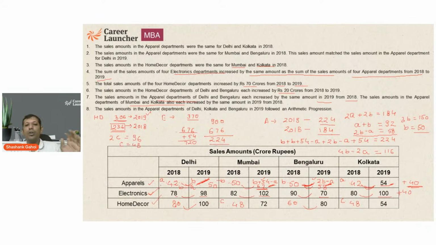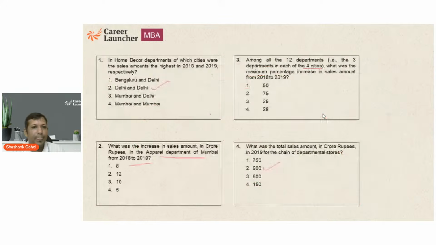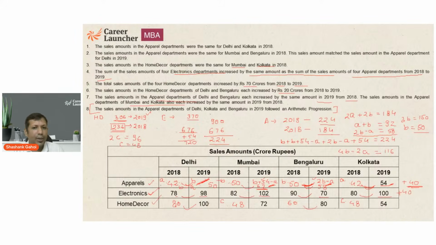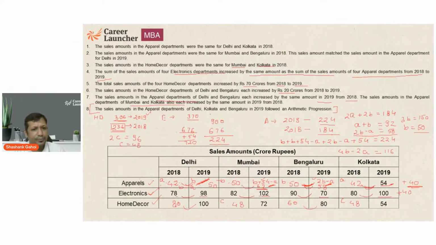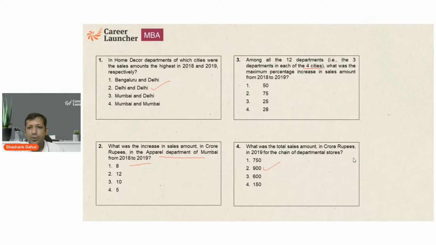I got all the possible numbers here with the help of two statements, and I still don't need to use the last statement. Now, what is the increase in sales amount in crore rupees in the apparel department in Mumbai from 2018 to 19? In Mumbai 2018 was 50, 2019 is 62. So the increase is 12, and the answer of this question is 12.